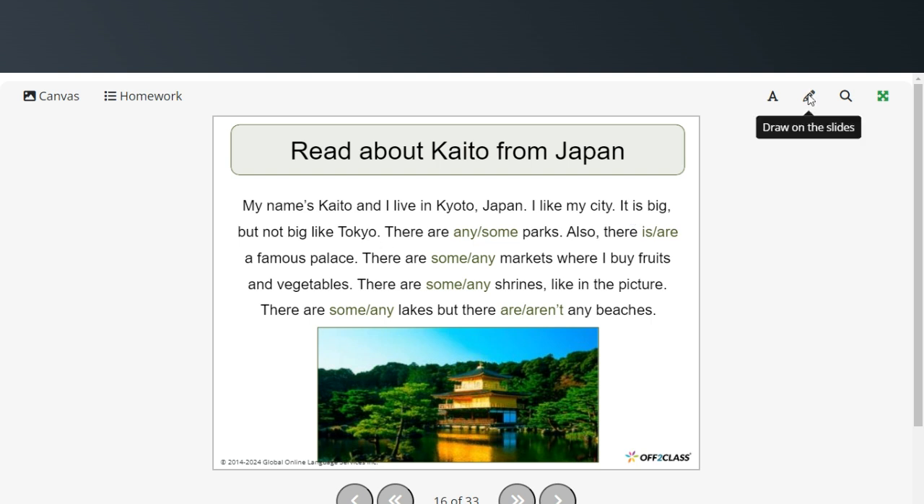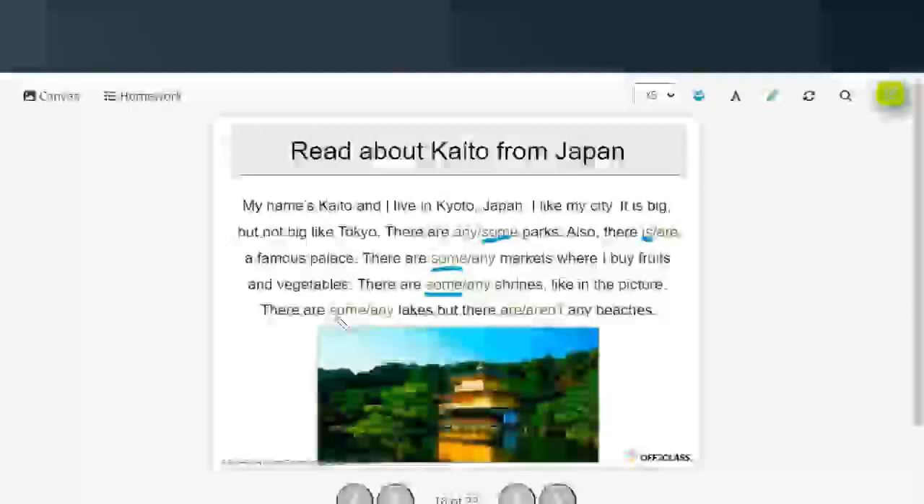There are some parks. Also, there is a famous. There are some markets where I buy fruits and vegetables. And there are some shrines, like in the picture. There are some lakes, but there aren't any beaches.